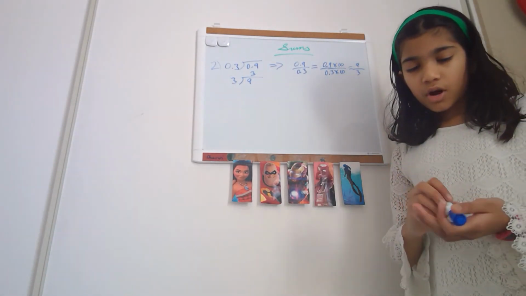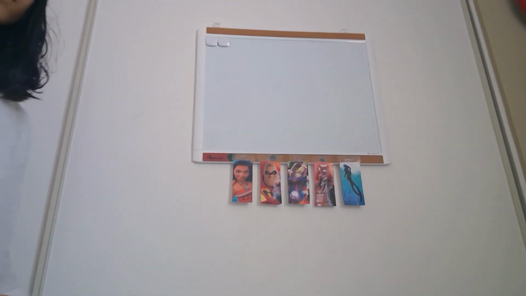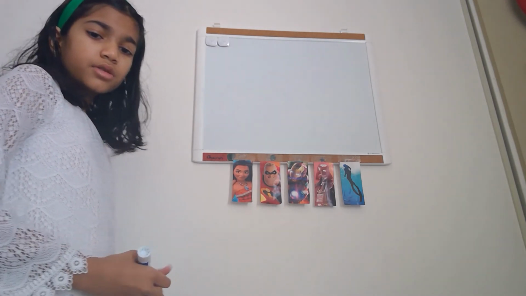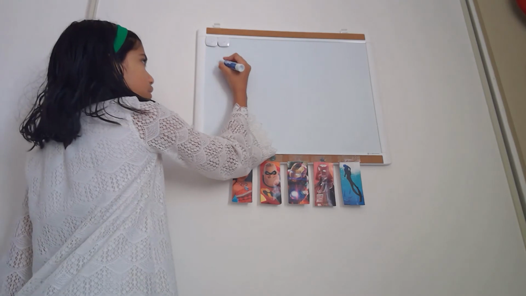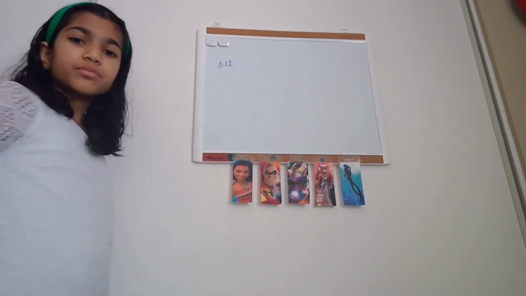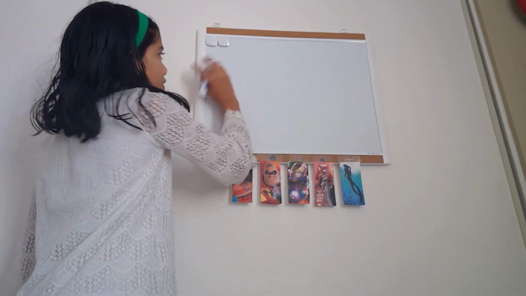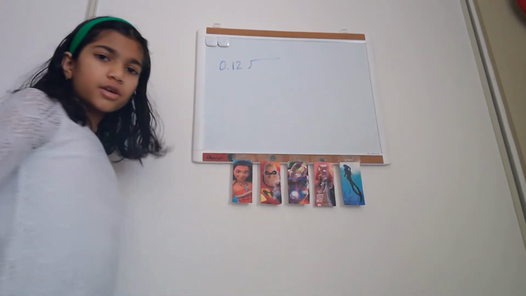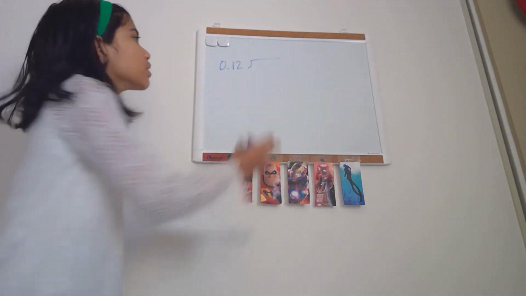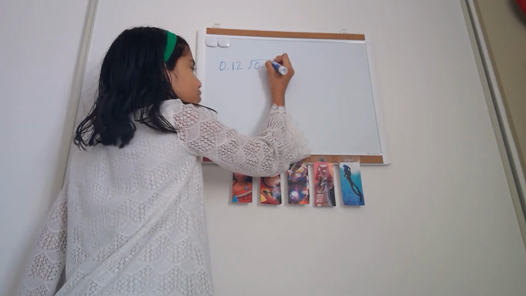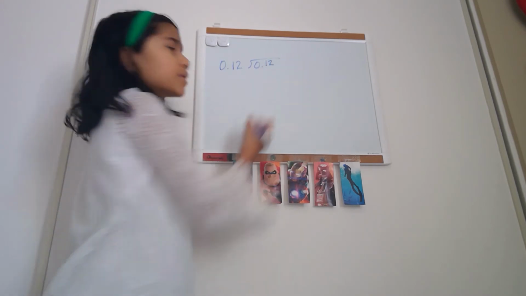Now we're going to talk about some other type of problems, okay? What if there were 2 digits in the divisor? Like, let's say 0.12 divided by 0.12. Let's keep it the same thing, okay? Easy peasy.